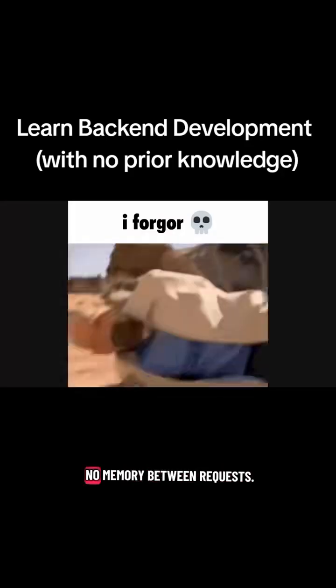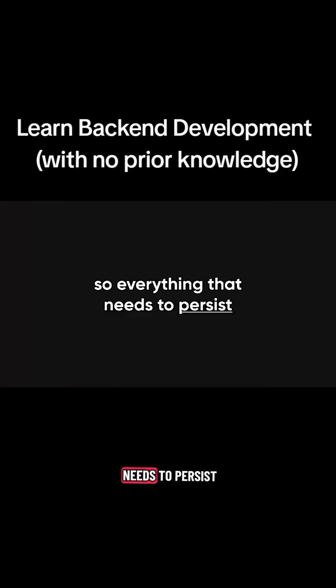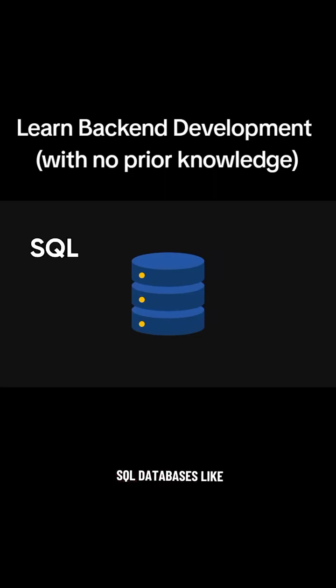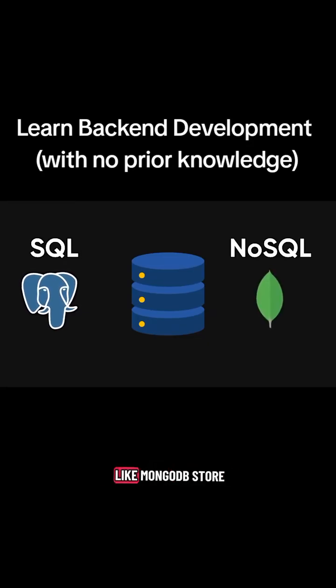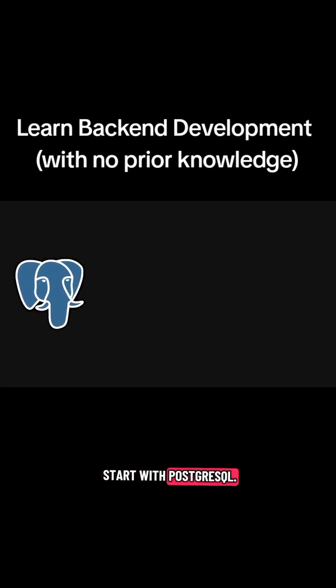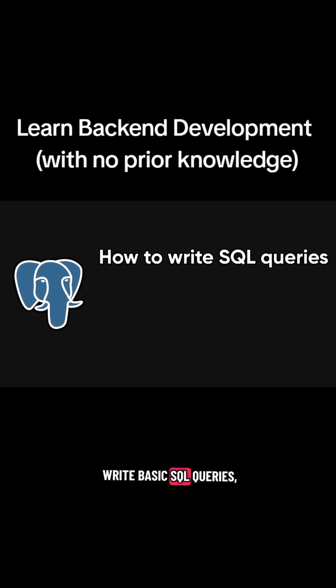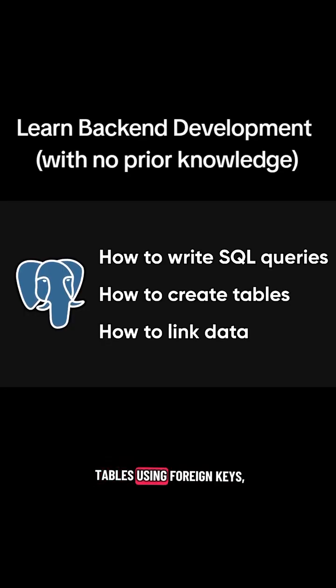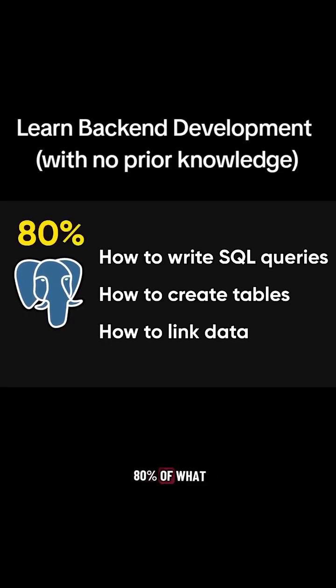Next thing you absolutely need to understand is databases. Your server holds no memory between requests, so everything that needs to persist lives in a database. There are 2 kinds you need to know. SQL databases, like PostgreSQL, store data in structured tables with strict rules. They are the industry standard for most applications. NoSQL databases, like MongoDB, store data as flexible documents, better for certain use cases, but not the default choice. Start with PostgreSQL. Learn how to write basic SQL queries, how to create tables, how to link data between tables using foreign keys. This will cover 80% of what you need on the job.